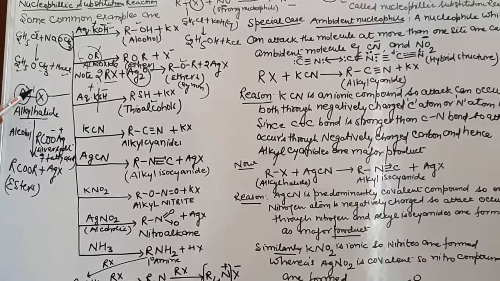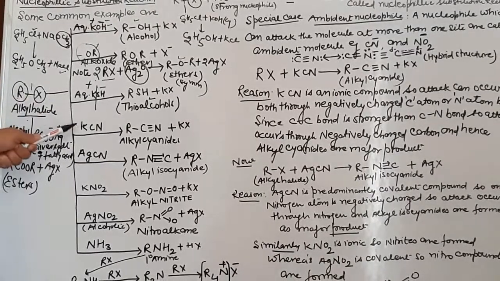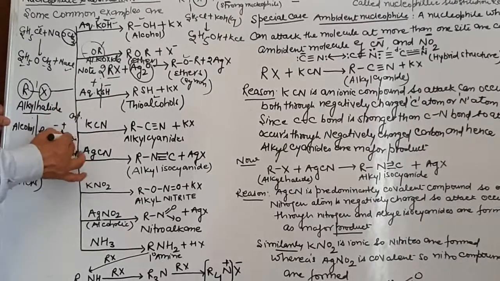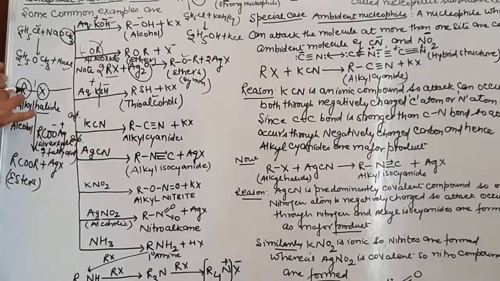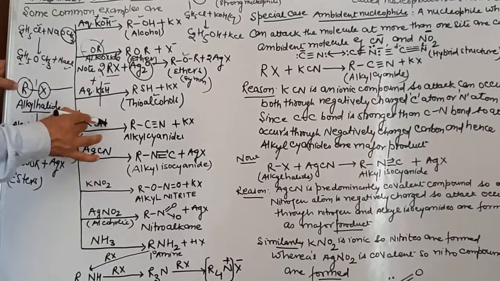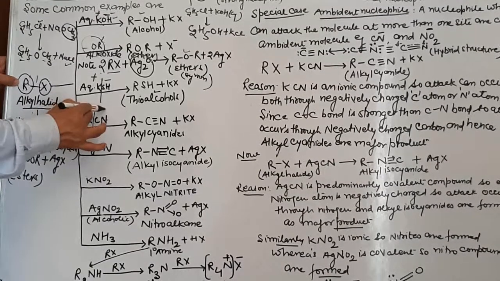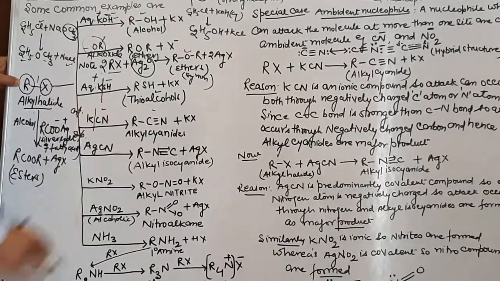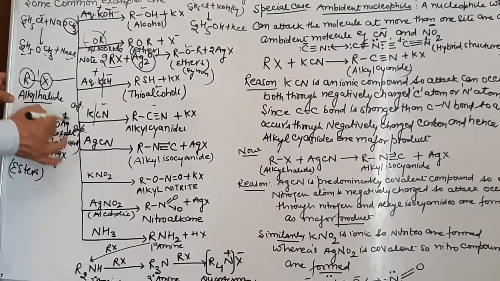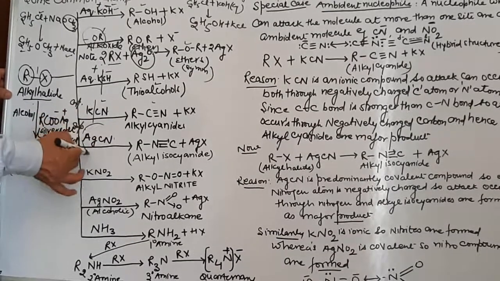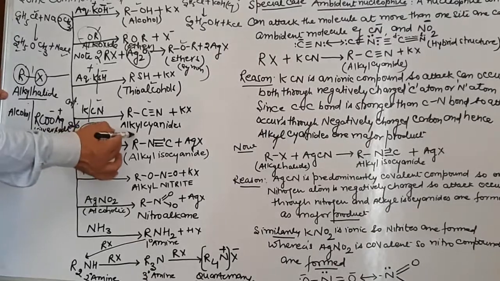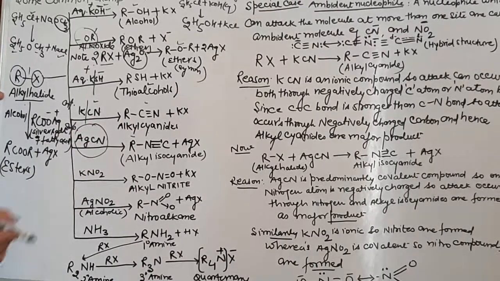Now look at this reaction. Alkyl halide. These are two very, very important reactions over here, which are normally asked in the board examination. This is a very important reaction. If any alkyl halide is made to react with potassium cyanide, the nucleophile will be CN negative ion. It will result in the formation of alkyl cyanide. When alkyl halide is made to react with silver cyanide, it is AgCN. What will happen? It will result in the formation of alkyl isocyanide.